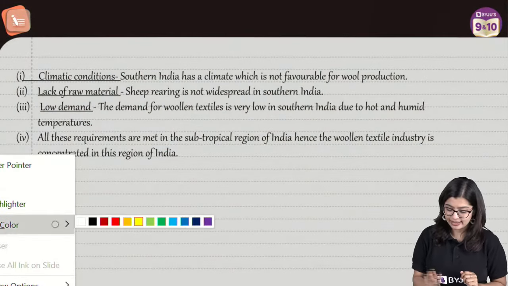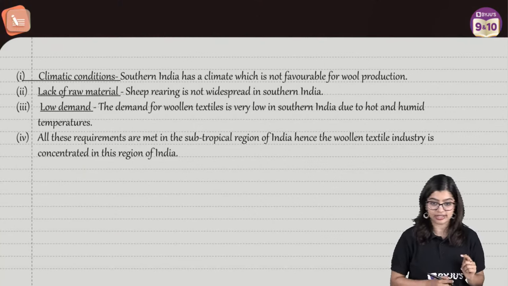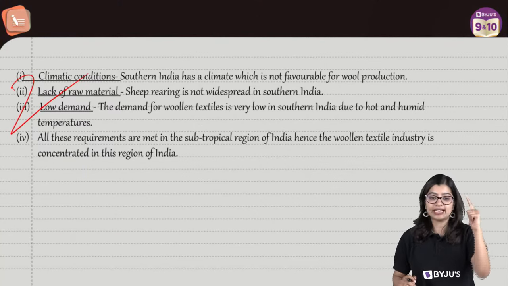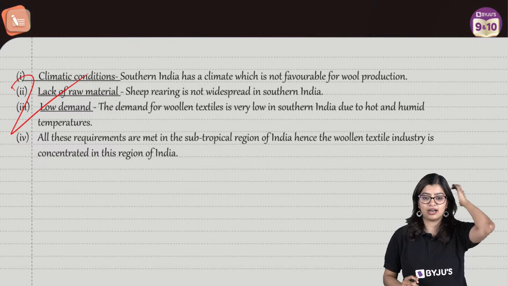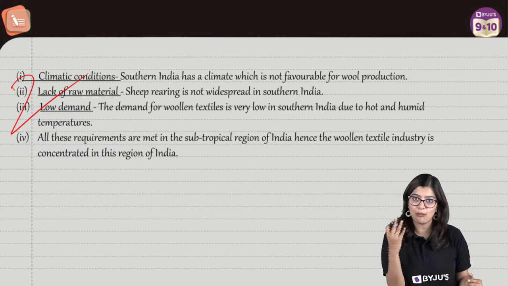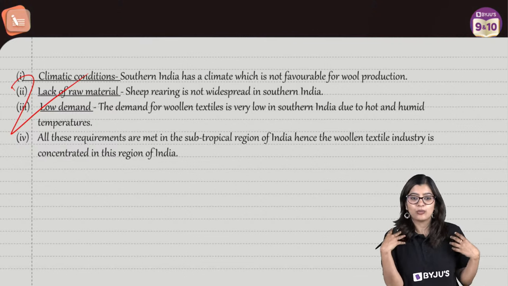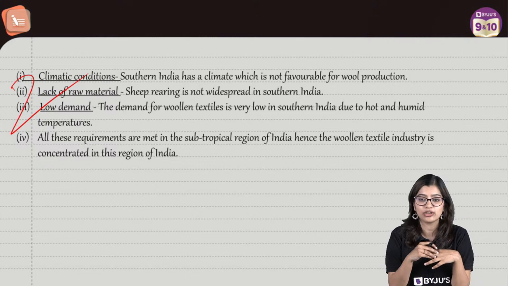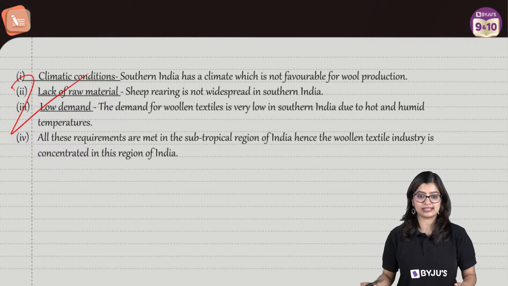So, when you're writing it, make sure that you have these 2 points written and you will get 2 marks for the same, right? So, these are the important pointers. Ma'am, low demand, exactly. And even if we wear clothes that give us warmth, we don't wear clothes that are woolen, like thick woolen clothes, right? We don't need those heavy, warm clothes that are there.